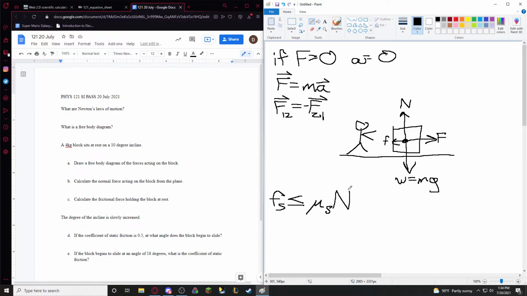Is that the same kinetic coefficient of friction, or is it different? It would be a different coefficient. Is it going to be bigger or smaller than the static friction coefficient?